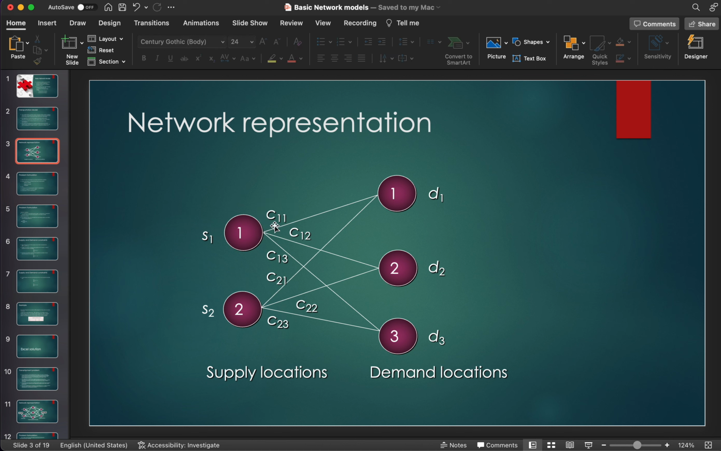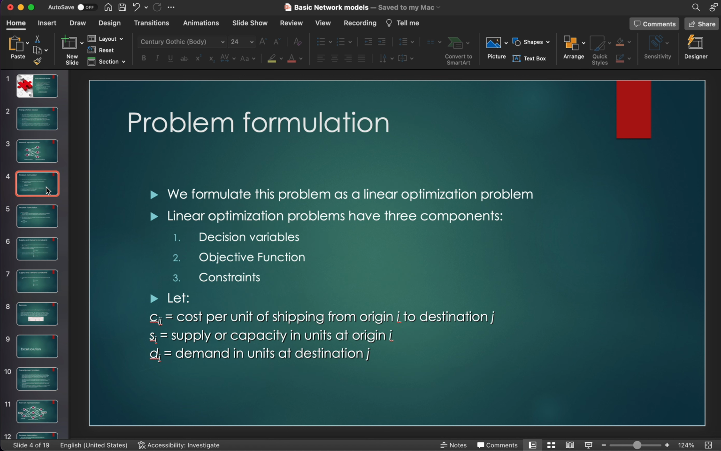The cost of transporting from supply location 1 to demand location 1 is C11. From supply location 1 to demand location 2 is C12, then 1 to 3, then 2 to 1, 2 to 2, and 2 to 3. So those are the different cost values. The idea is figuring out how these supply values get allocated to these demand locations at minimum transportation cost. A simple enough problem, nothing too complicated. We will use a linear optimization model to do it.